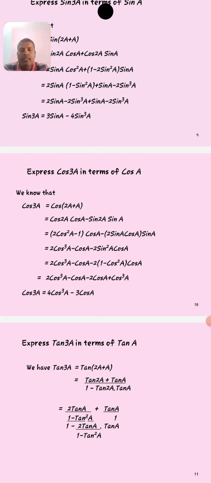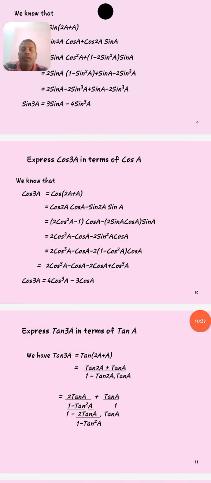Okay, now we see once again. Express cos 3a in terms of cos a. We know that cos 3a is equal to cos of (2a plus a). Cos of a plus b formula is cos a cos b minus sin a sin b. Here a represents 2a, b represents a. So in the place of cos 2a we write 2 cos square a minus 1 into cos a, minus sin 2a formula, which is 2 sin a cos a into sin a.